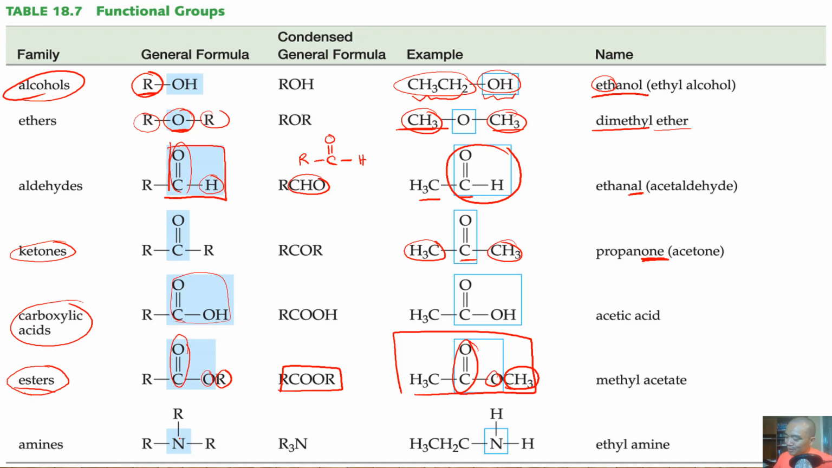An amine is nitrogen connected with a certain number of hydrocarbons. For example, this hydrocarbon over here on the left side, then you have a nitrogen connected with two hydrogens over here. So this is so-called amine.